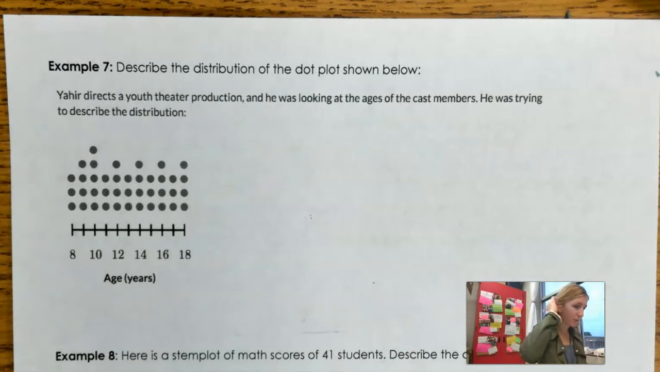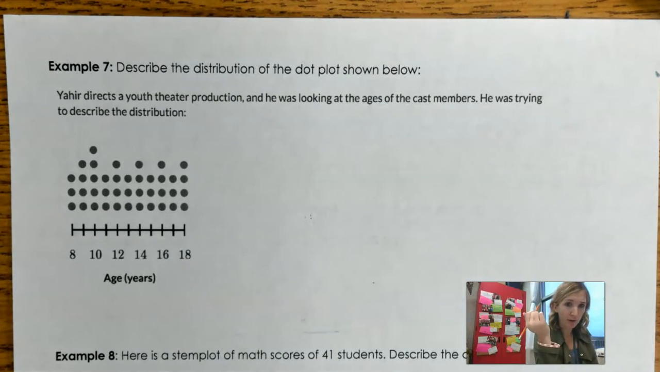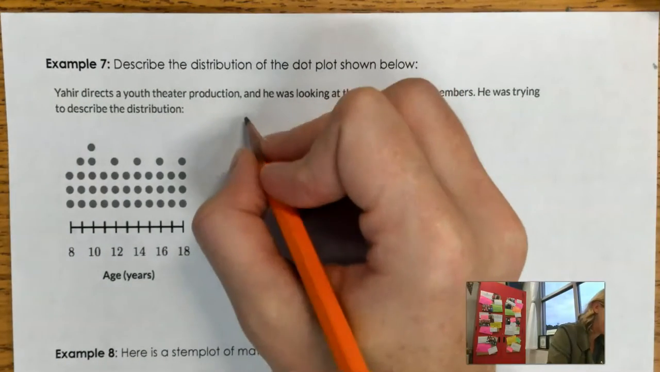All right, describe the distribution of the dot plot below. Here, a director of a youth theater production was looking at the ages of cast members. He was trying to describe the distribution. We know it's a dot plot. We know it's quantitative data because we're talking about age in years, right? So what are the 4 letters that we need to write down to describe our distribution?